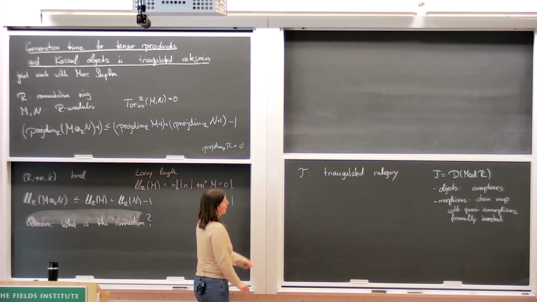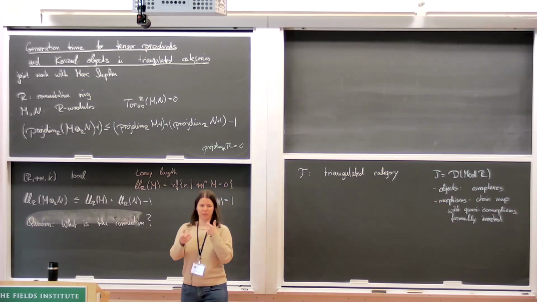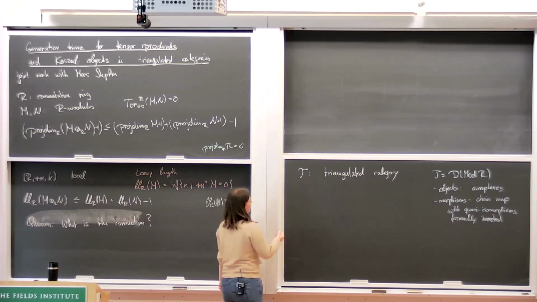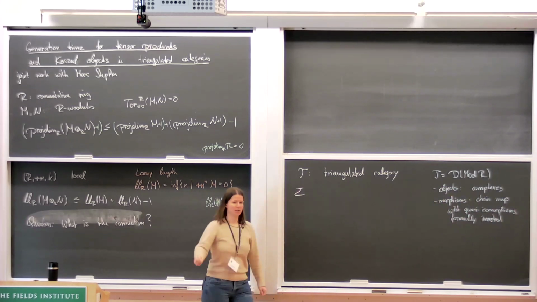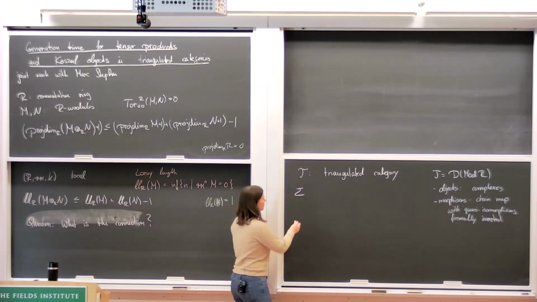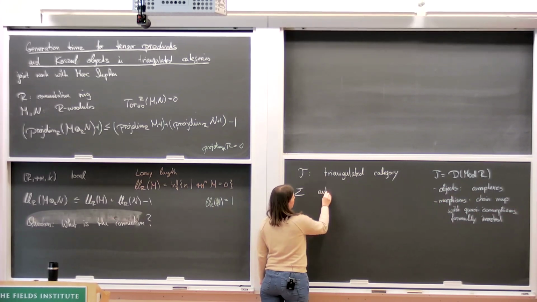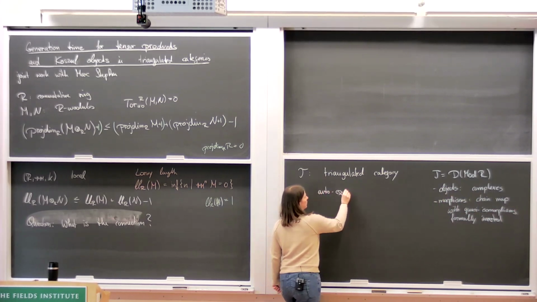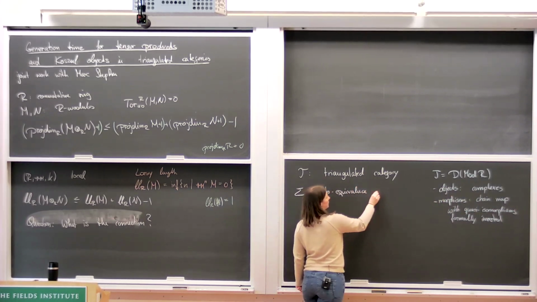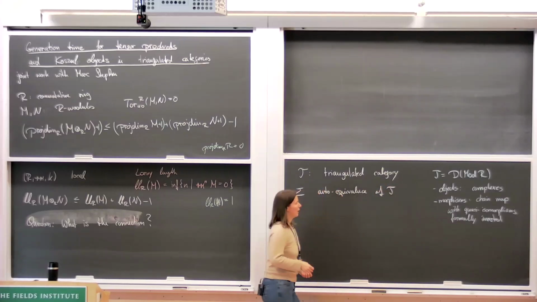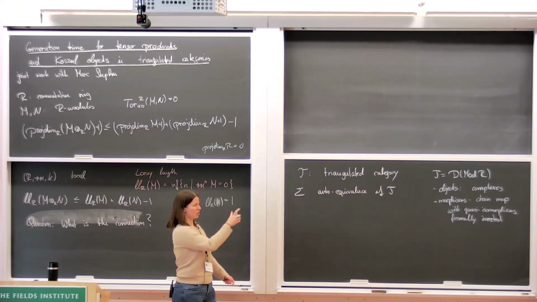So what's the structure that we need to build things? The first thing, there is this functor sigma, which is called the suspension. That's an autoequivalence of T. And in the derived category, that's just the shift of the complex.